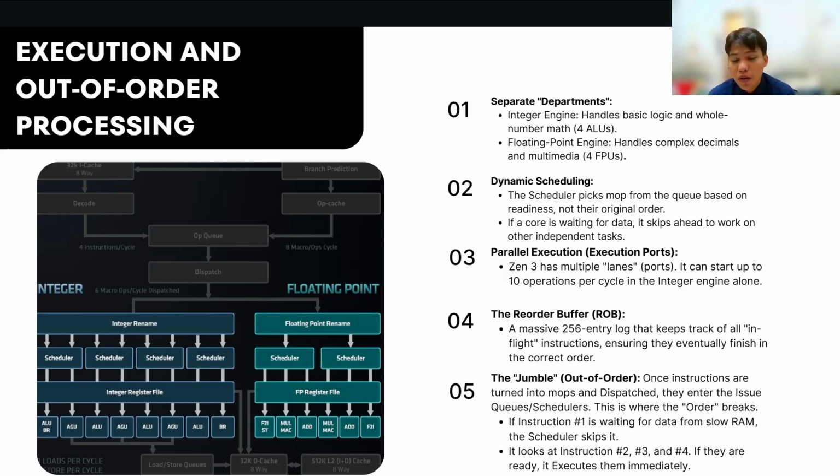Now the jumble, or the out of order. Once instructions are turned into micro-ops and dispatched, they enter the issue queues and schedulers. This is where the order breaks. If instruction 1 is waiting for data from slow RAM, the scheduler skips it. It looks at instructions 2, 3, and 4, and if they are ready, it executes them immediately.